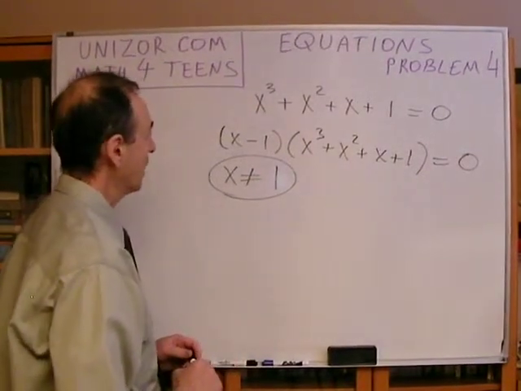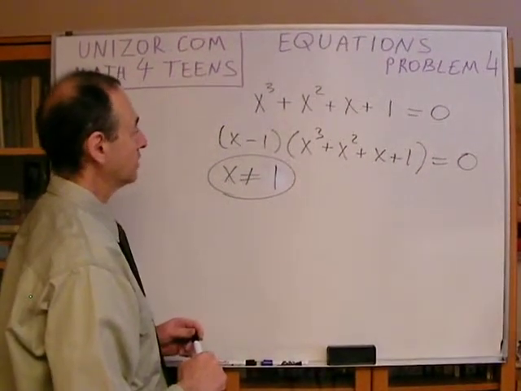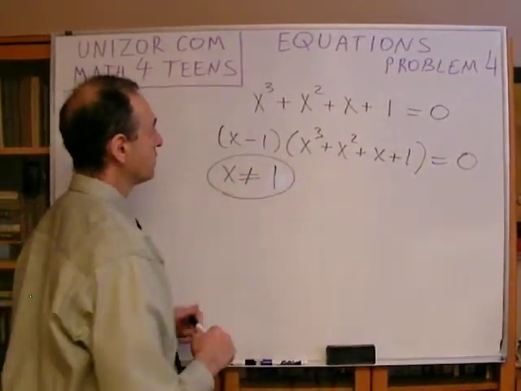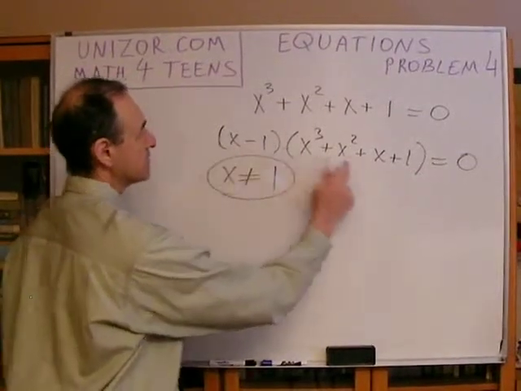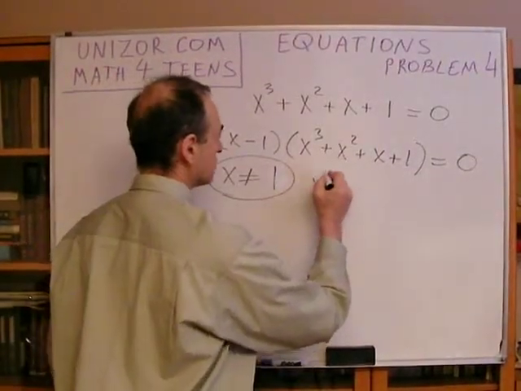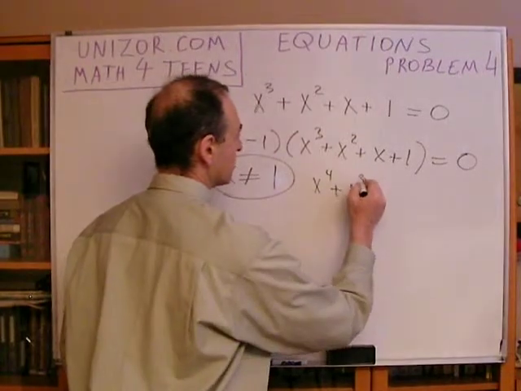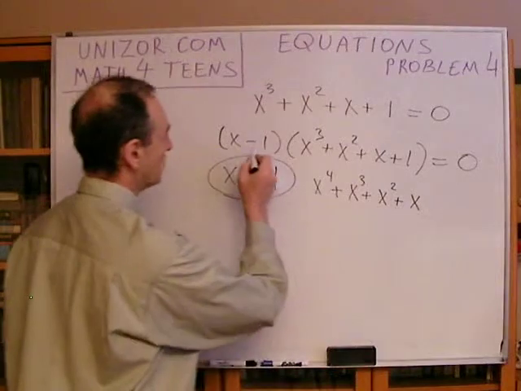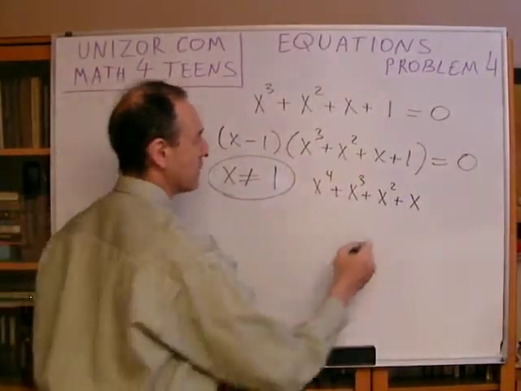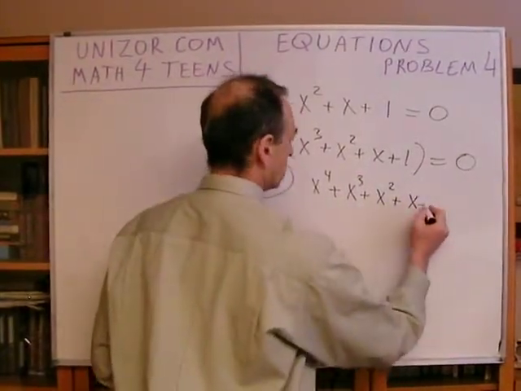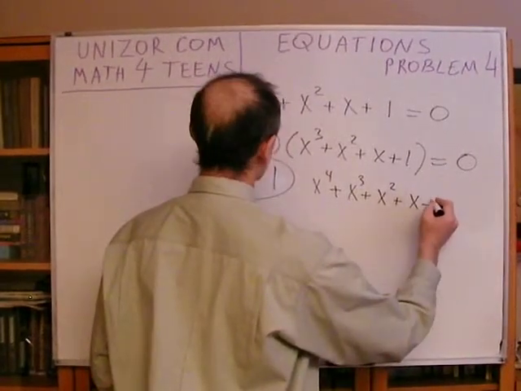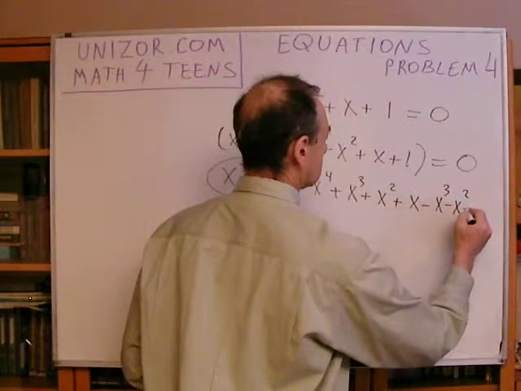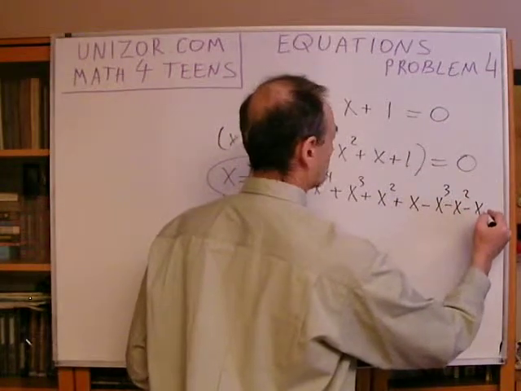All right. Now, why did I multiply it by x minus 1? Okay, here is the mark. Let's just open these parentheses. x times each one of those will be x to the fourth plus x to the third plus x to the second and x. Now, if I multiply minus 1 by these, I will get minus x to the third minus x to the second minus x and minus 1.